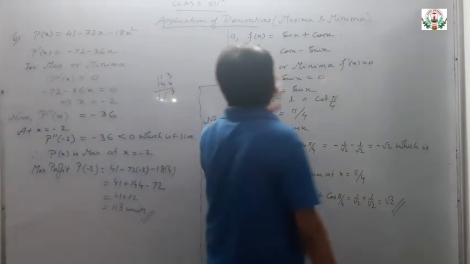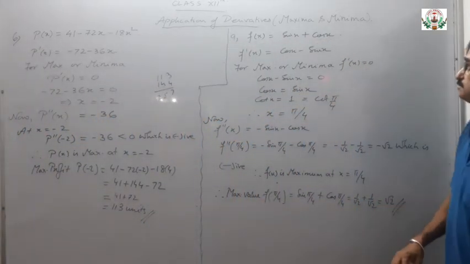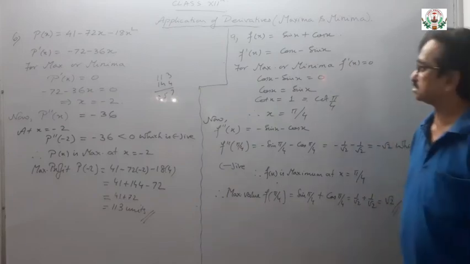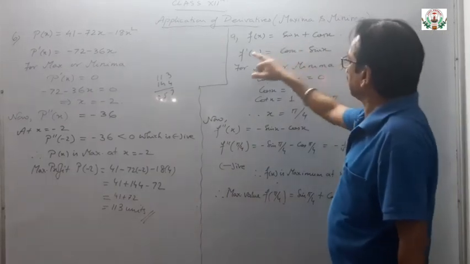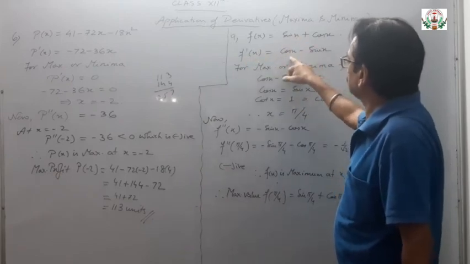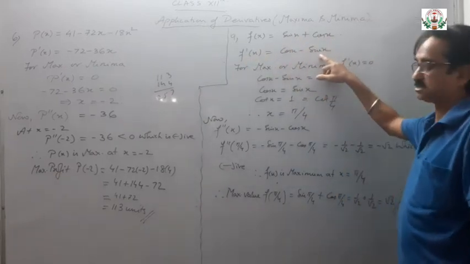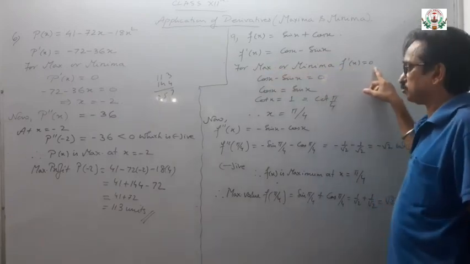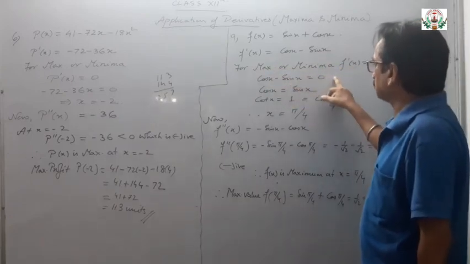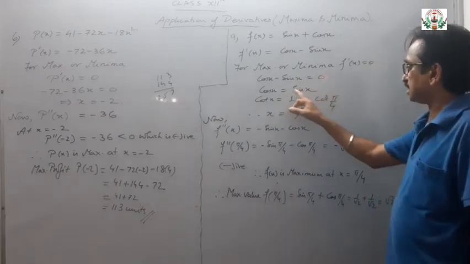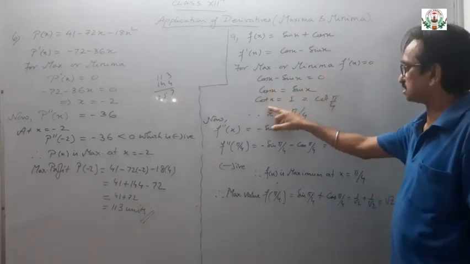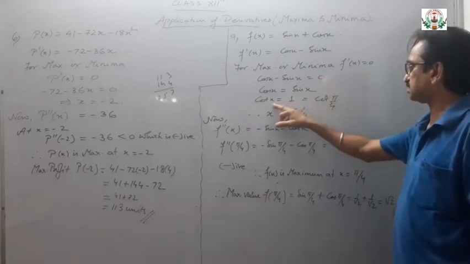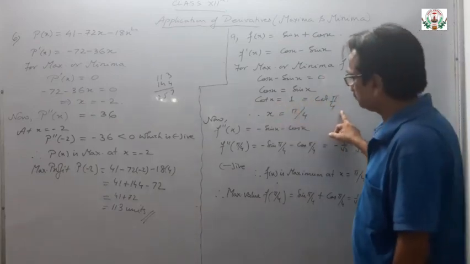And another one is also an important question, question number 9. Find the maximum value of the function sin x plus cos x. Again the same process, f dash x, the differentiation of sin x is cos x, the differentiation of cos x is minus sin x. For maximum or minimum, f dash x will be equated to 0, cos x minus sin x equal to 0, cos x equal to sin x, it comes down as cos x by sin x, cot x equals to 1 and cot 45 degree is 1, so x is equal to pi by 4.